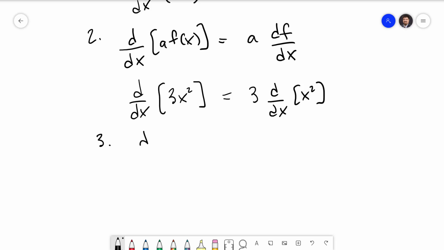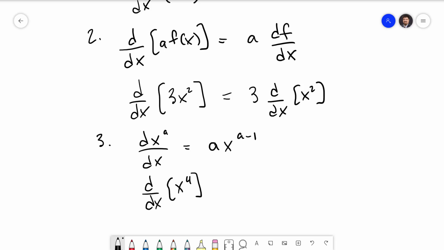We write this as dx to the a dx equals ax to the a minus 1. The a exponent comes down to the front, multiply by that, and then we subtract 1 from the exponent. For example, the derivative of x to the fourth is 4x to the third.